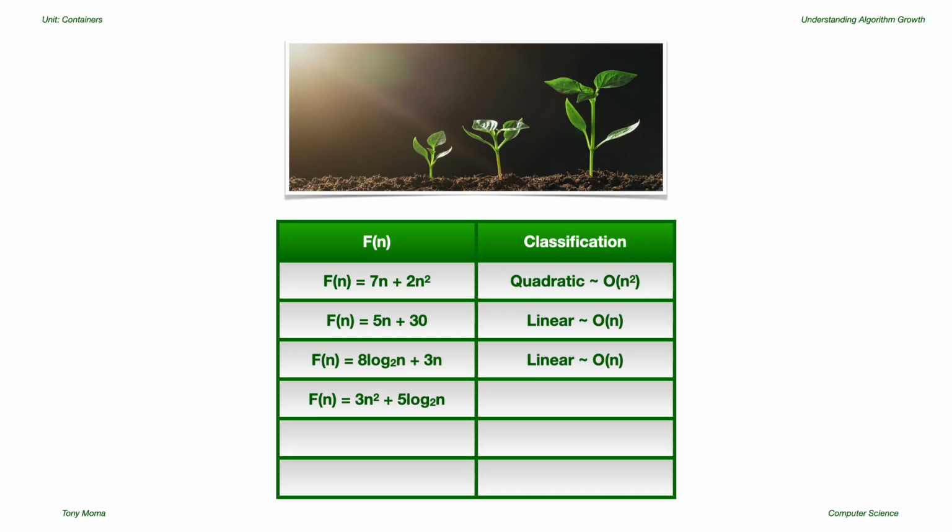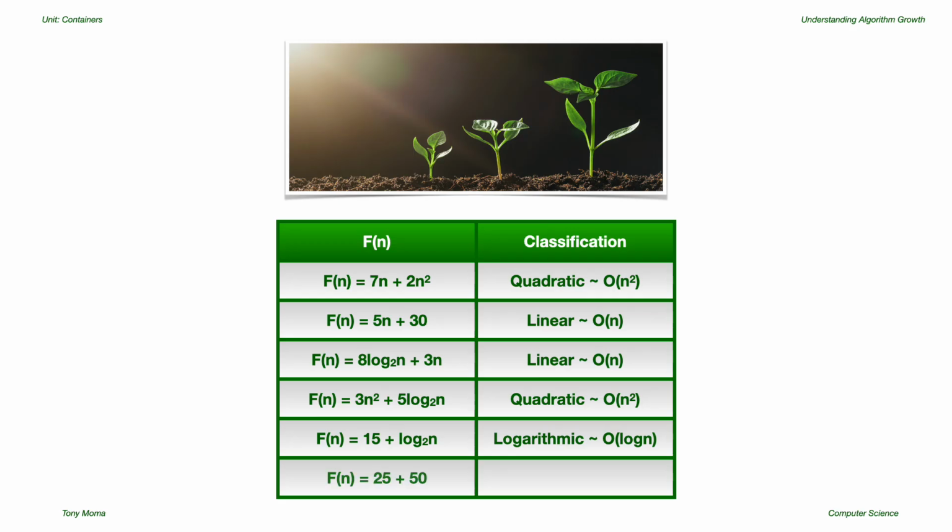Next, we have 3 times n squared plus 5 times log of n. Here we have a quadratic term in 3 times n squared and a logarithmic term in 5 times log of n. Since quadratic is slower than logarithmic when it comes to big data, we classify the running time as quadratic. Next, we have 15 plus log of n. We have a constant term in 15 and a logarithmic term in log of n. Since logarithmic is slower than constant when it comes to big data, we classify the running time as logarithmic, or big O of log n.